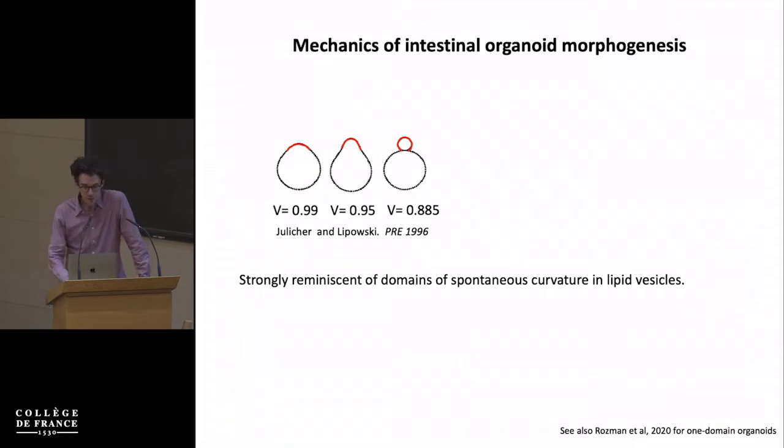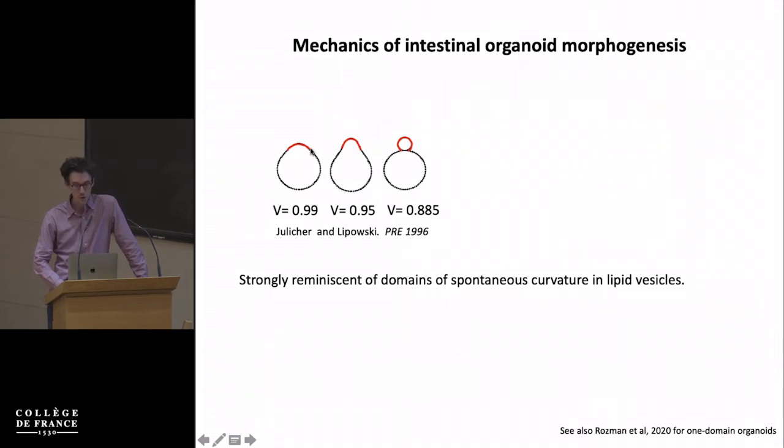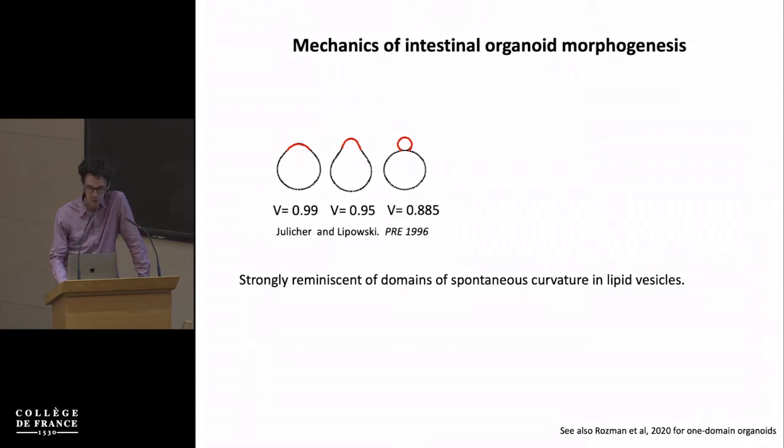This is actually something that physicists in soft matter have looked at quite a bit in the context of lipid vesicles. So this is actually a PhD work by Frank Jülicher, where if you take a lipid vesicle and you put a domain of spontaneous curvature in red here, you get a so-called budding instability, where when you reduce the volume, you have a transition where this thing closes because that's what minimizes the overall energy of the system.